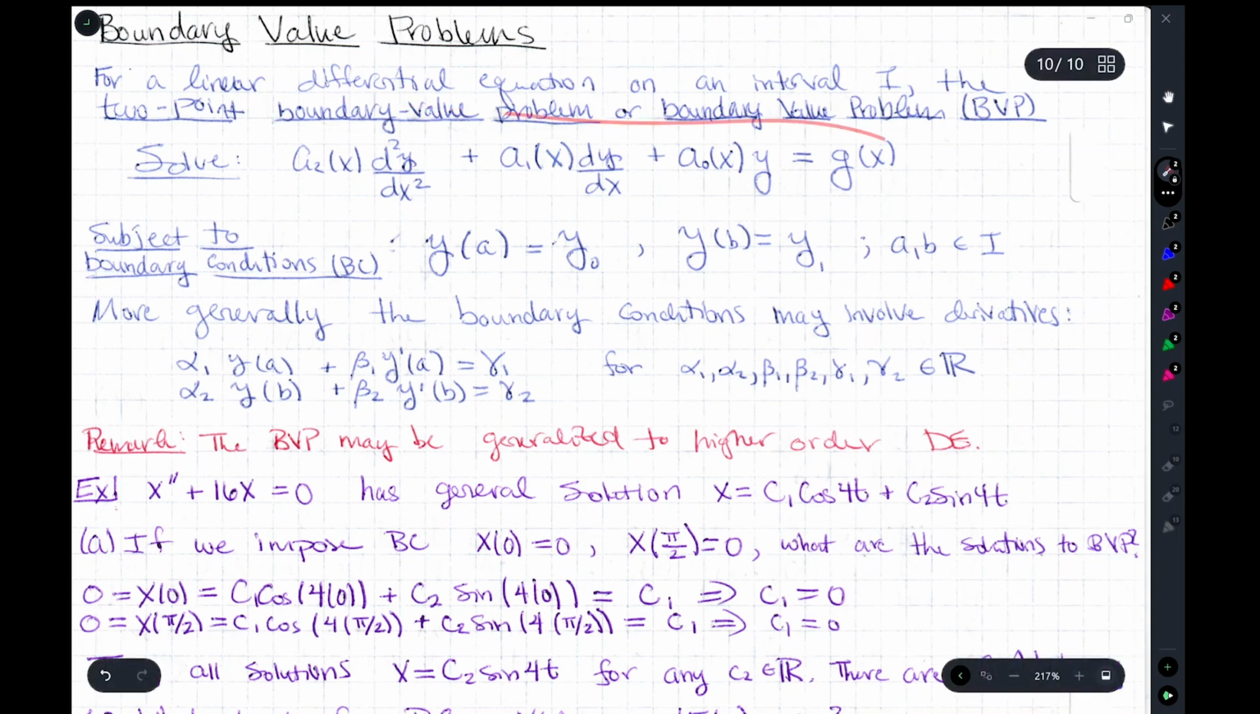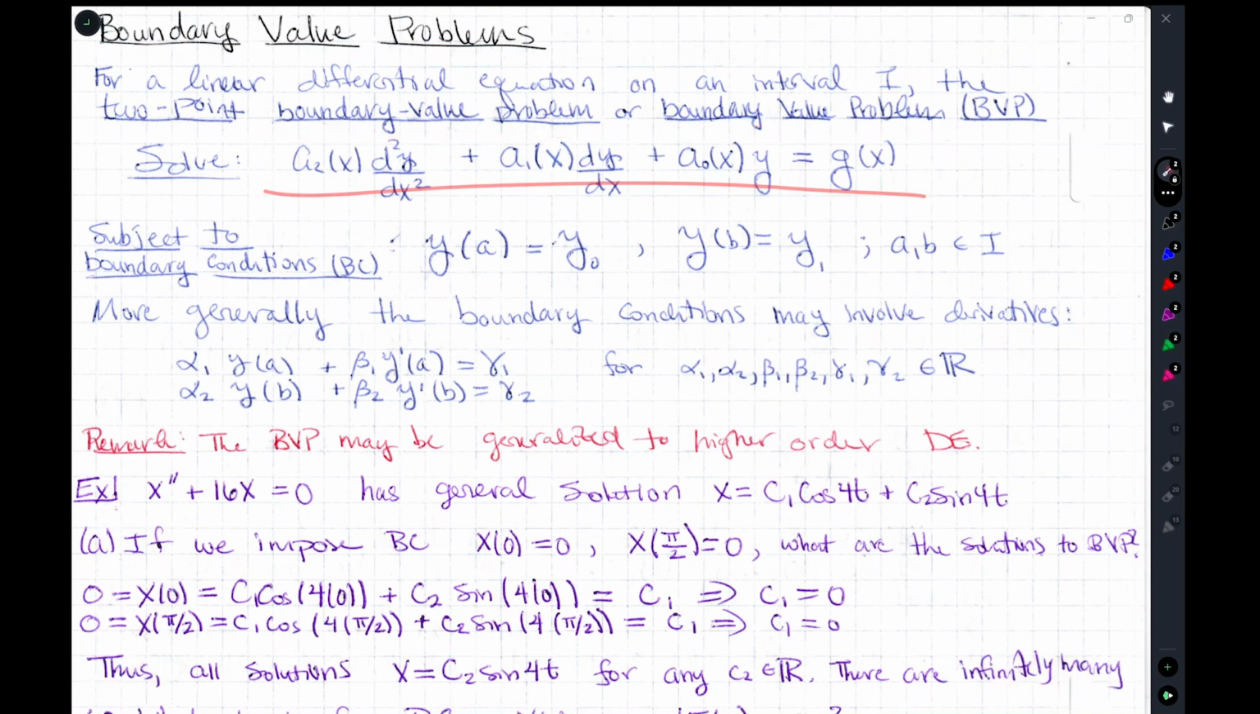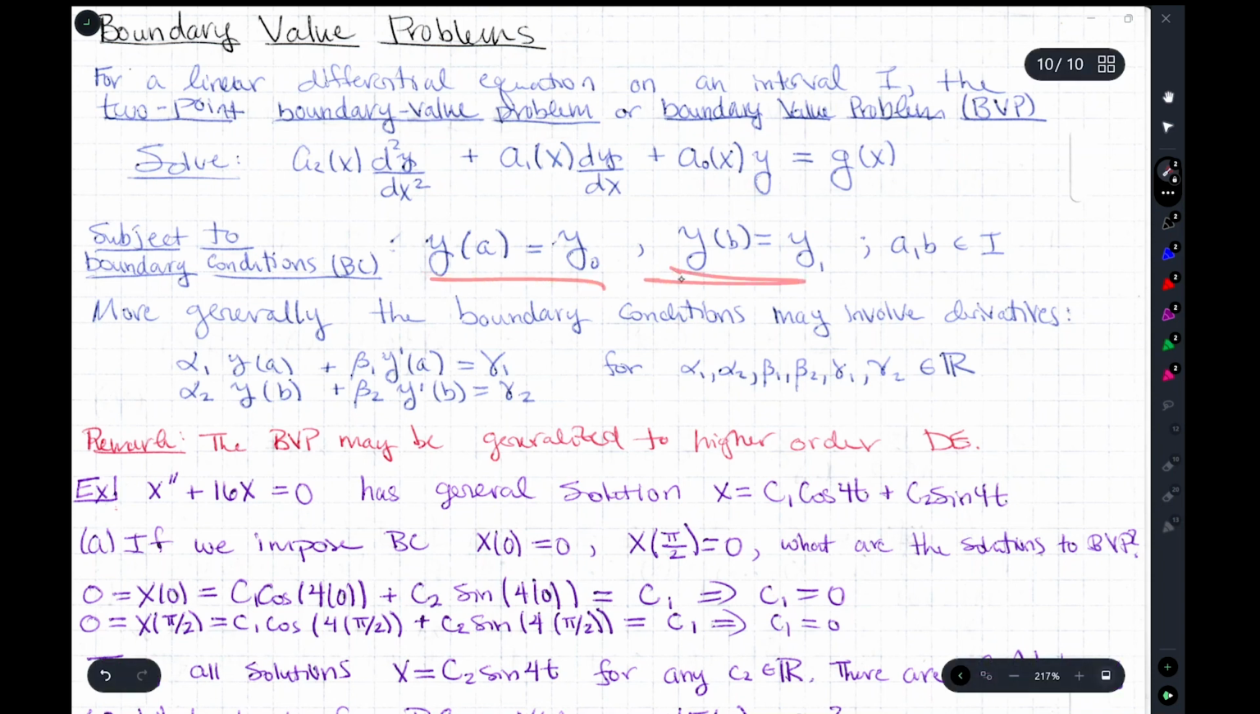So for a linear differential equation on interval I, the 2-point boundary value problem, or just boundary value problem, is to solve this non-homogeneous linear differential equation, subject to the boundary conditions that we see here, where a and b are in I. Typically these a and b would be the endpoints of a closed and bounded interval, but we could have more general boundary conditions.